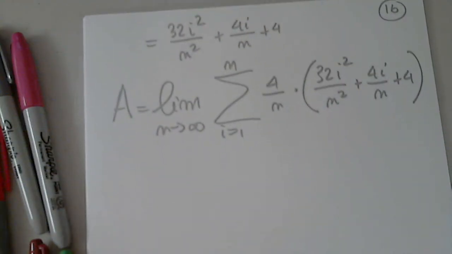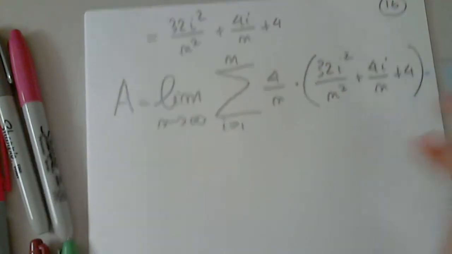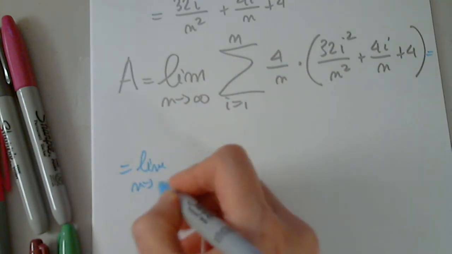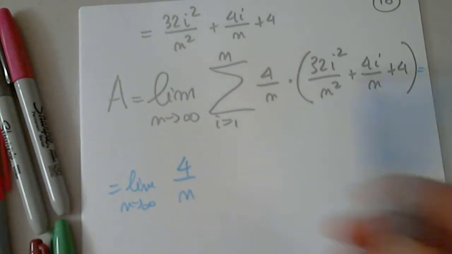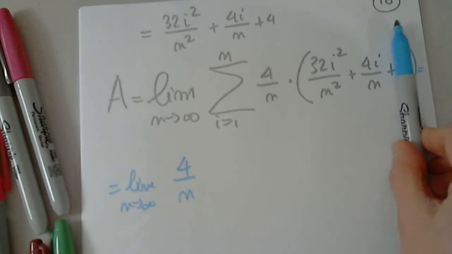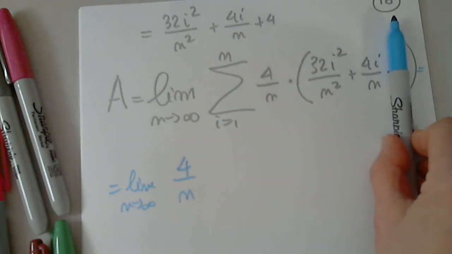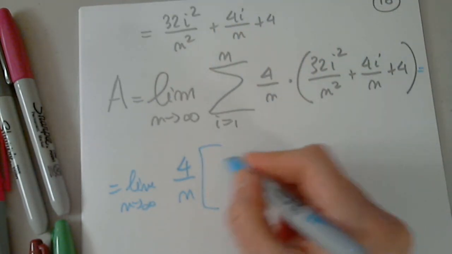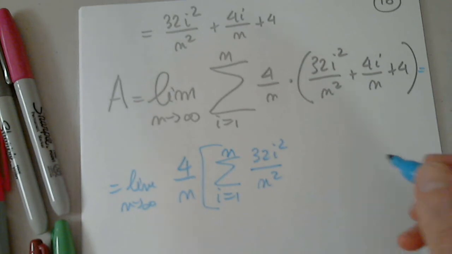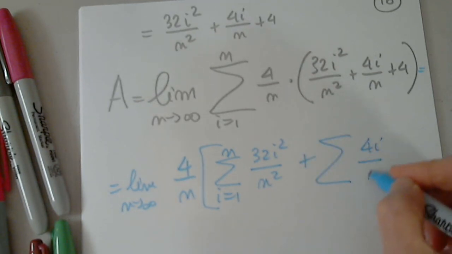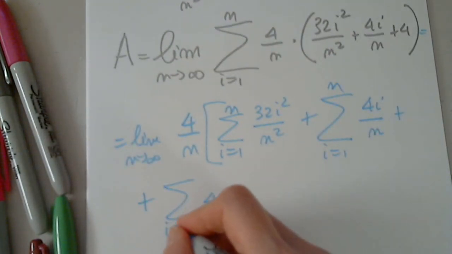I'm applying one of the properties of the summation notation. If there is a factor that does not depend on i, I'll put it in front. That's my first step. Limit as n approaches infinity of 4 over n. I'm applying directly the next property, which is the sum of ai plus bi plus ci is the sum of ai plus the sum of bi plus the sum of ci. So brackets, the sum of 32i squared over n squared from i equals 1 through n, plus the sum from i equals 1 through n of 4i over n, plus the last sum of 4 from i equals 1 through n.